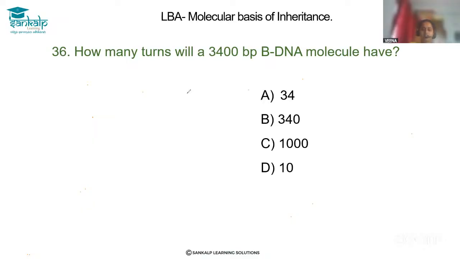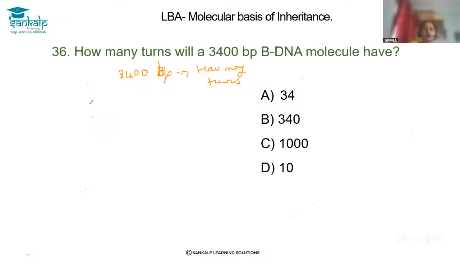Let's solve question 36. How many turns will a 3400 base pair B-DNA molecule have? So it is also a very small calculation, dear student. They are asking for 3400 base pairs, how many turns it will have?